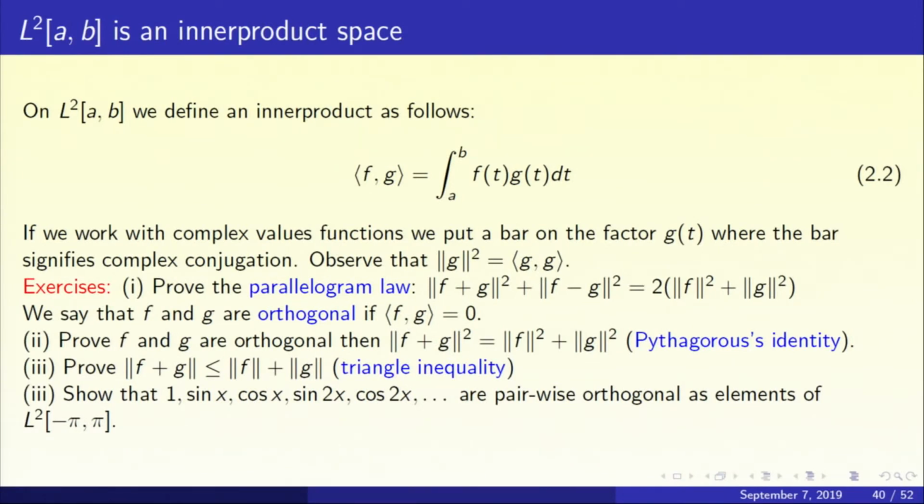Next problem is the Pythagoras' identity. Norm of f plus g squared is norm f squared plus norm g squared, provided f and g are orthogonal. When are f and g orthogonal? We say that f and g are orthogonal if the inner product of f and g is 0. So, when you have two orthogonal functions f and g, norm of f plus g squared equals norm f squared plus norm g squared. Finally, the triangle inequality. Norm of f plus g is less than or equal to norm f plus norm g.